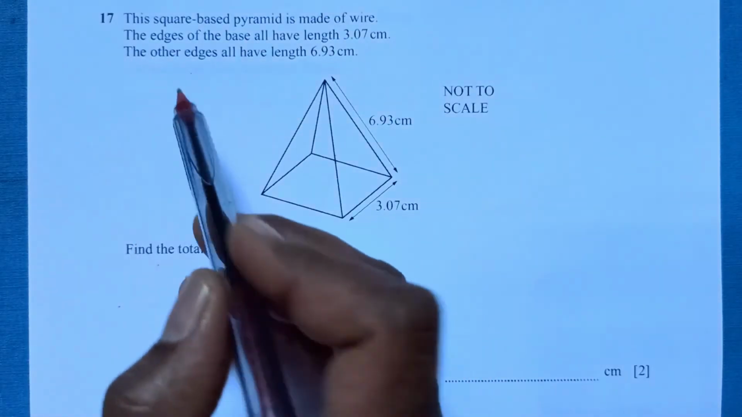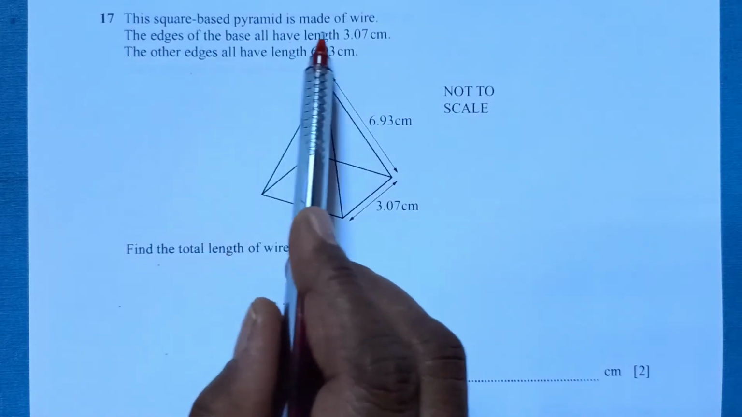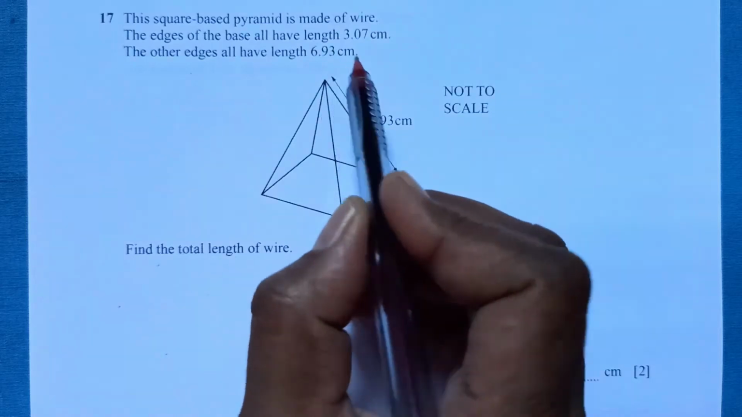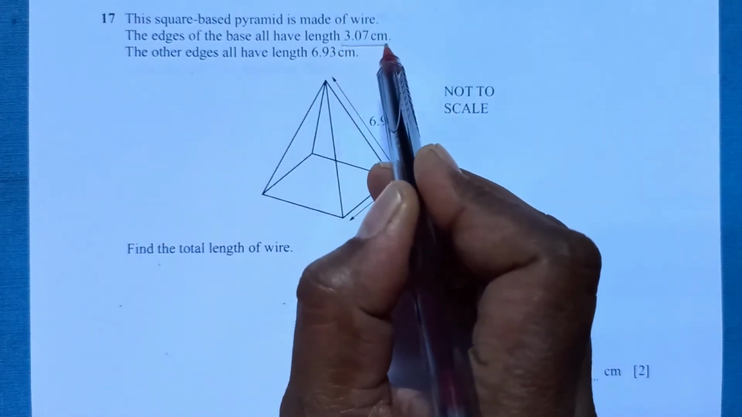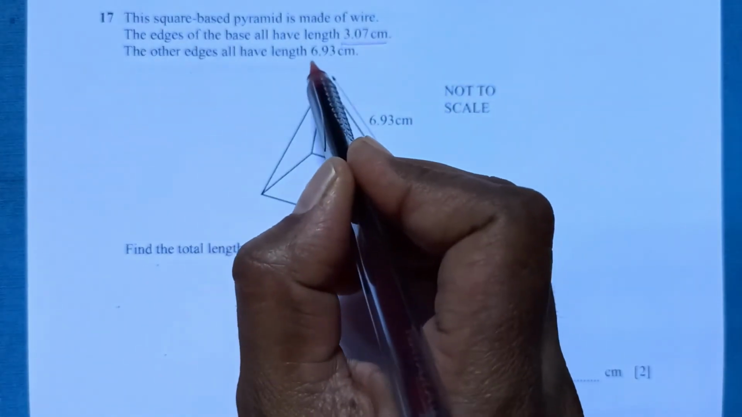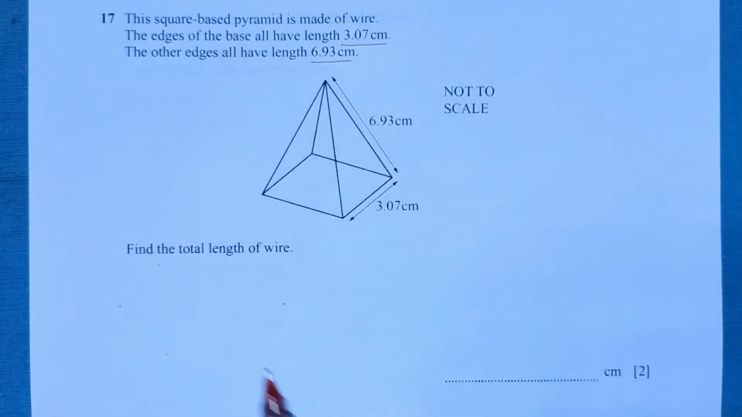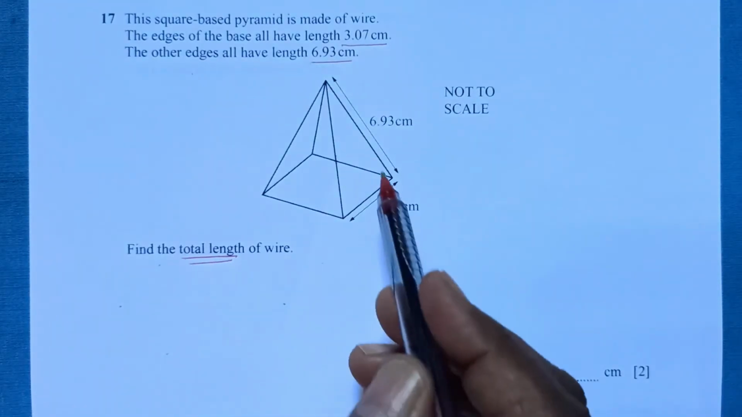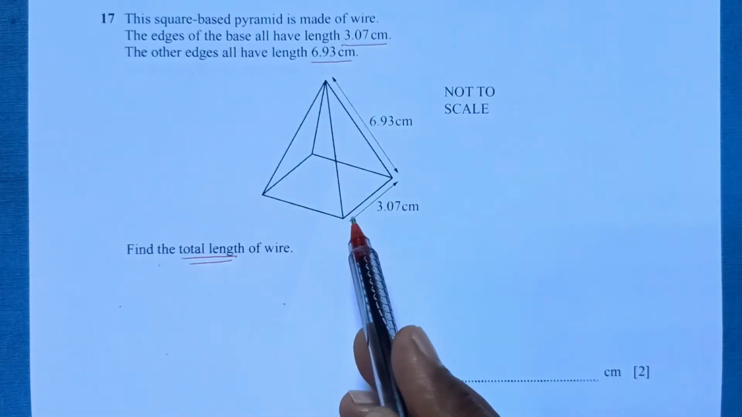Question 17. This square-based pyramid is made of wire. The edges of the base all have length 3.07 centimeters. The other edges all have length 6.93 centimeters. Find out the total length of the wire. So we need to find out the length of the wire used to make this diagram.